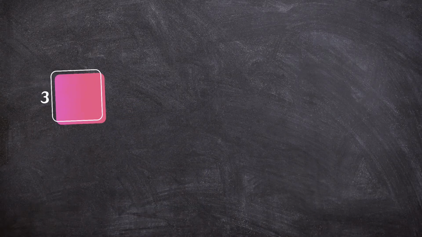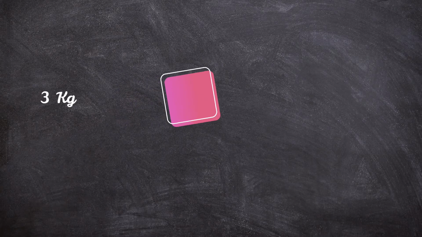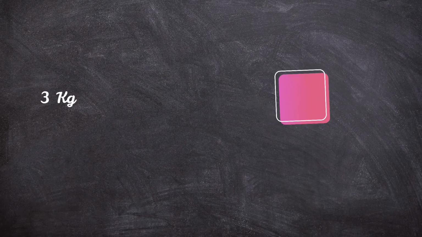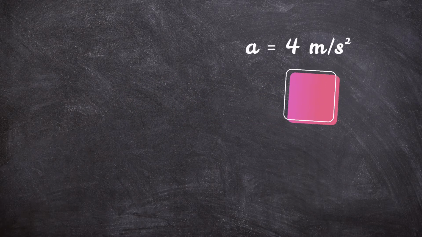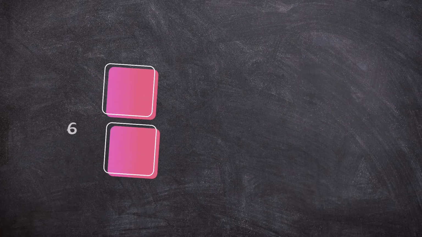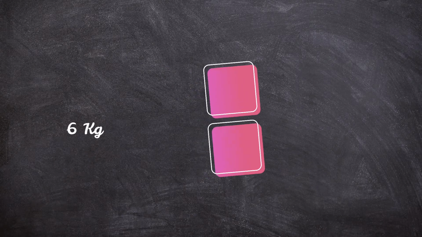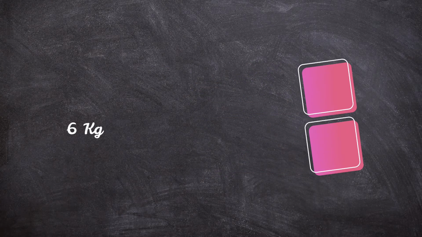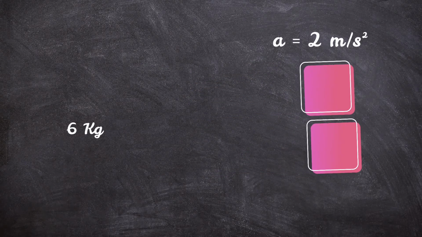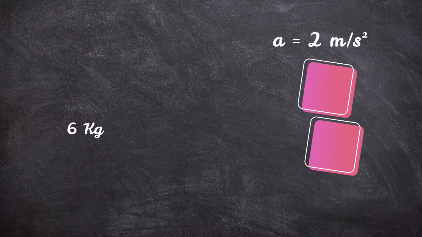If I'm pushing a box that's 3 kilograms and it's moving at 4 meters per second squared, and I add on top of this box another box that's also 3 kilograms, then having 6 kilograms to push with the exact same force, I'm going to get an acceleration that's half as much.